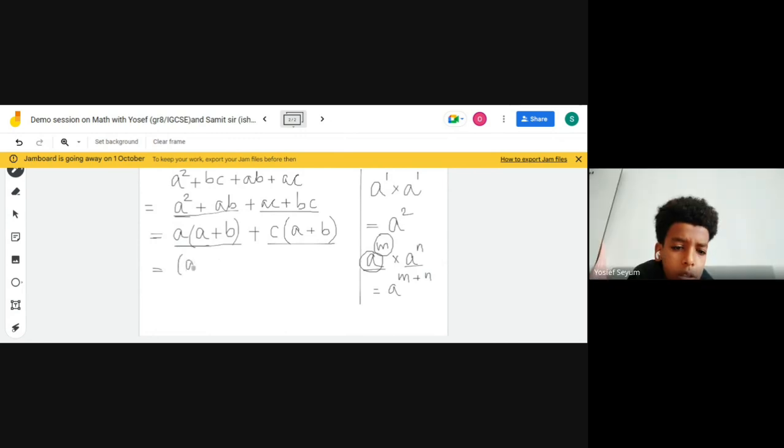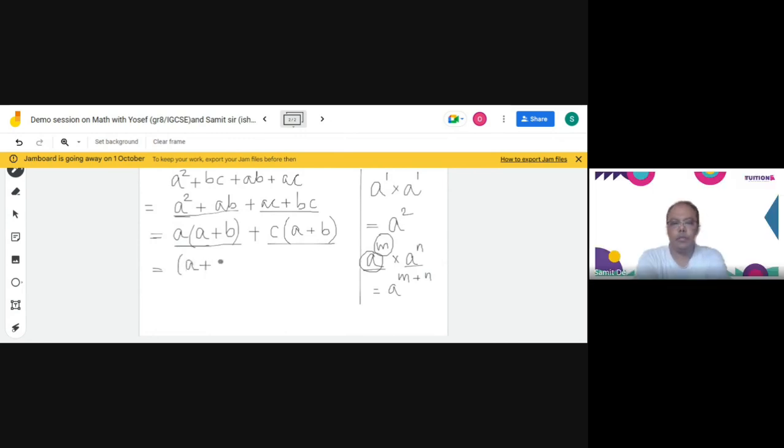A plus B. Very good. What are we left with? A plus C. So the factorization of this expression is (a plus b) multiplied by (a plus c), where a plus b and a plus c are called the factors of that expression.